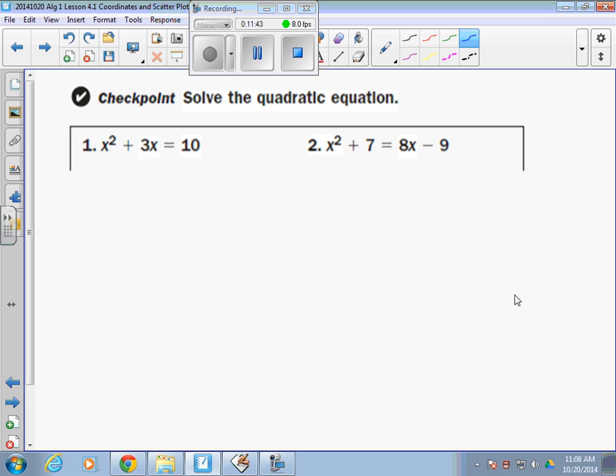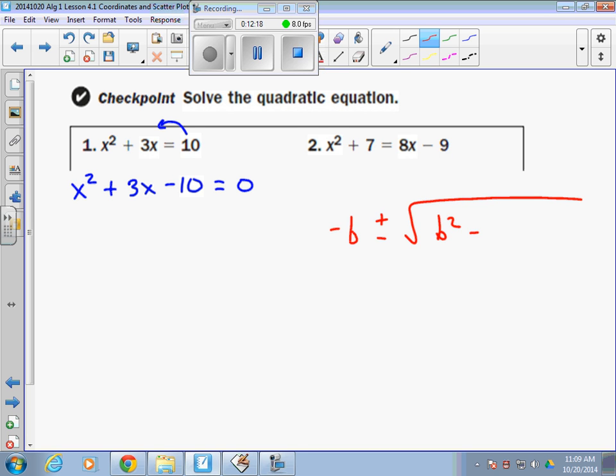Here's the first checkpoint. x squared plus 3x is equal to 10. The first thing we want to do is move 10 over to where it says is equal to 0. So the equation is now going to say x squared plus 3x minus 10, because you have to subtract it, is equal to 0. Take 30 seconds and plug it into the quadratic formula. Here it is: negative b plus or minus the square root of b squared minus 4ac, over 2a. Take about 30 seconds.